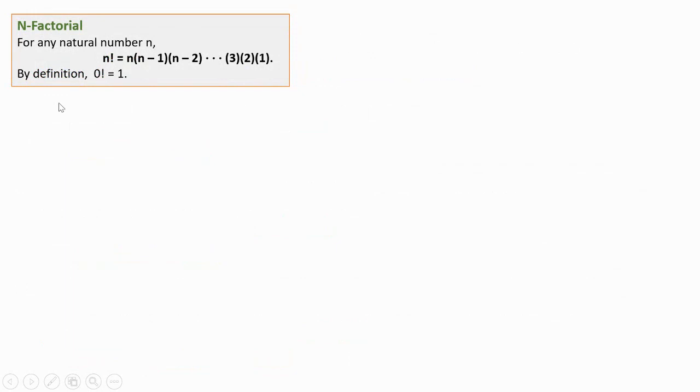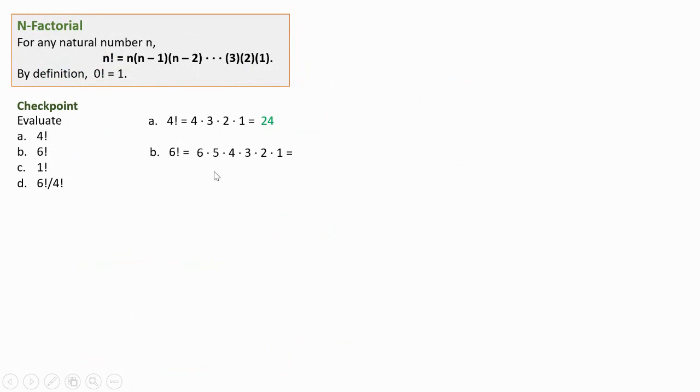Okay, now this is called factorial. For any factorial number, n factorial equals n times n minus 1, n minus 2, until you get to 1. By definition, 0 factorial is equal to 1. Okay, checkpoint. Evaluate 4 factorial, 6 factorial, 1 factorial. For A, 4 factorial will be the same thing as 4 times 3 times 2 times 1, which will give us 24. For B, 6 factorial will be 6 times 5 times 4 times 3 times 2 times 1, which will give us 720. 1 factorial will just give us 1.